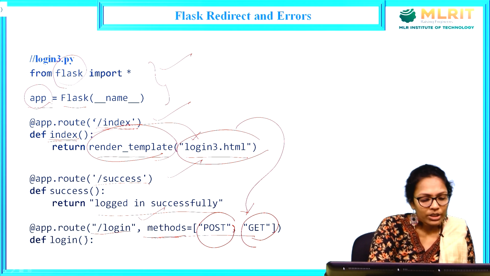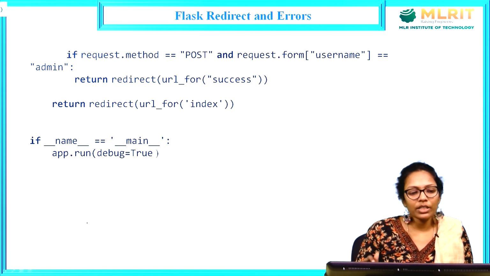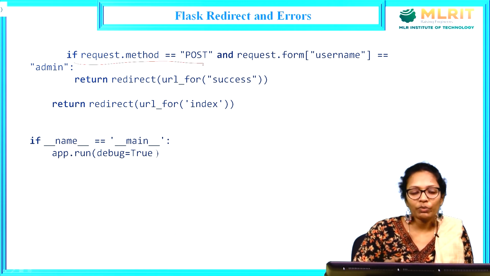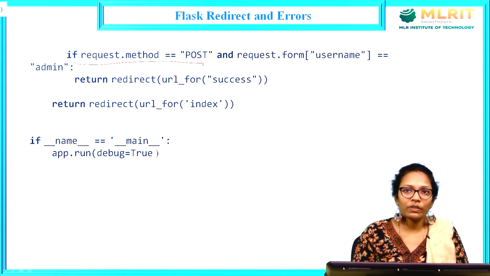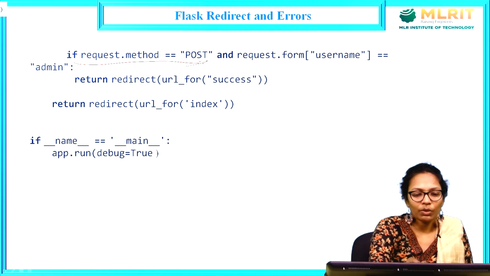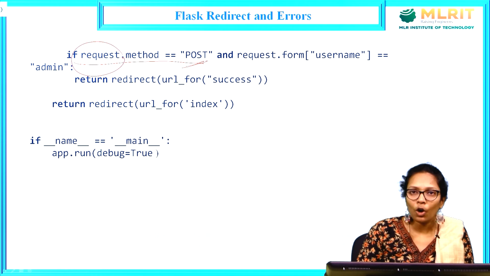Now for this route, the method you are executing is the login method. What is this login method doing? First you are checking whether the requested method is post or not. I know we have two possible methods, get and post, but I am doing this process only for post. So first I am checking request.method is equal to post. What is this request here? Request is a predefined object which contains the requesting information.